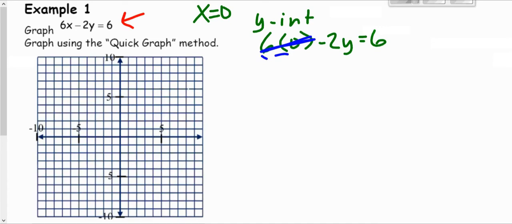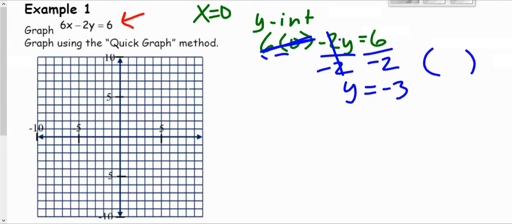Then I'm left with negative 2y equals 6. What's happening between the negative 2 and the y? They're multiplying. What's the inverse of multiply? Divide. So I'm going to divide by negative 2. So I end up with y equals, these cancel, a negative 3. So what's my ordered pair? Well, we know that x was 0 and y is negative 3, so our point is (0, negative 3).